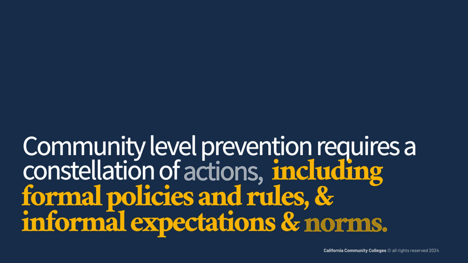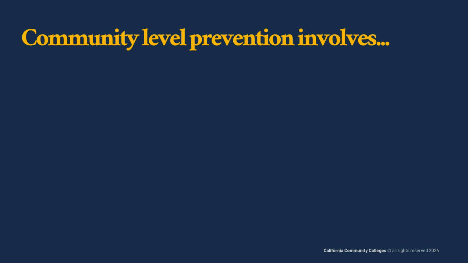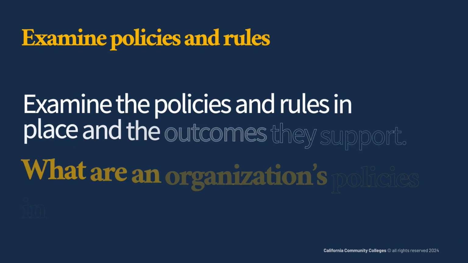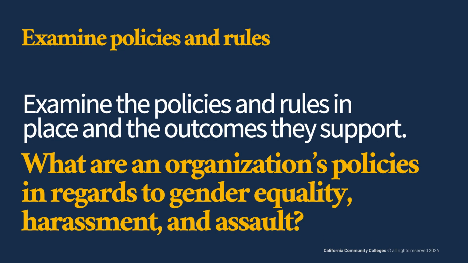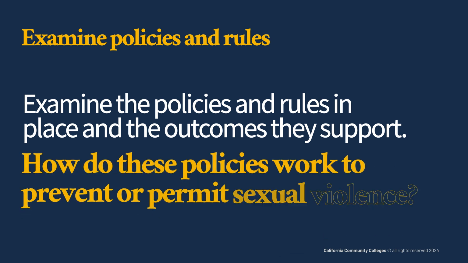Community-level prevention requires a constellation of actions, including formal policies and rules, and formal expectations and norms. Some examples of more formal actions that can be taken at the community level to prevent sexual violence are: examine the policies and rules in place, the outcomes they support. What are an organization's policies in regards to gender equality, harassment, and assault? How do these policies work to prevent or permit sexual violence?